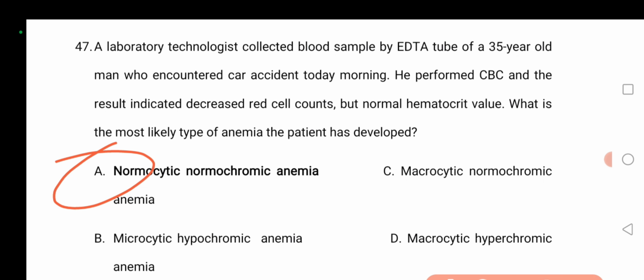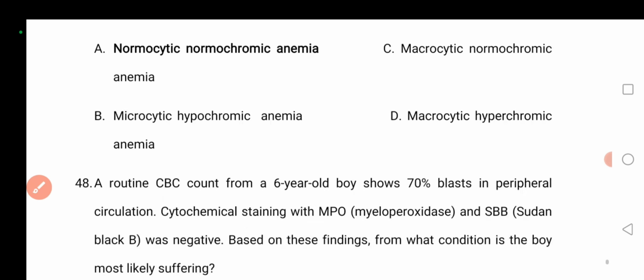In this case, the hematocrit will not be changed because there is what? Increased plasma level. So the correct answer is A, normocytic normochromic anemia.